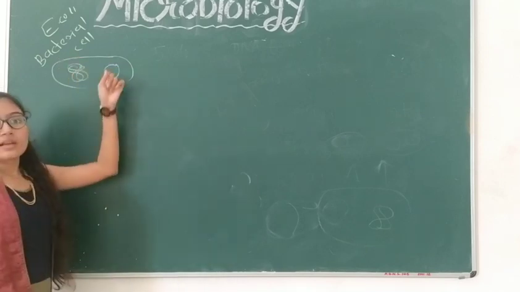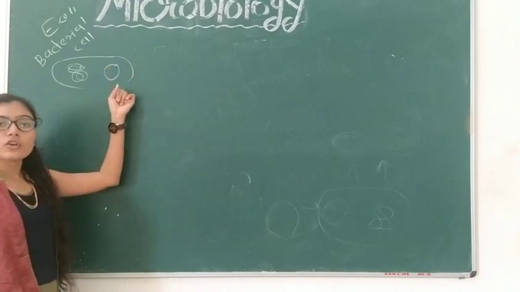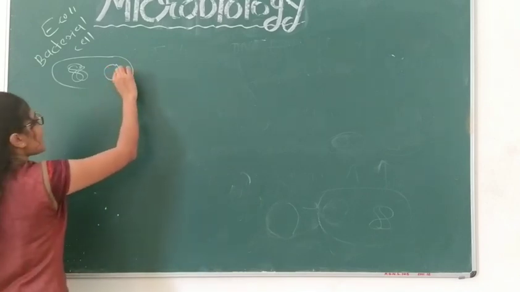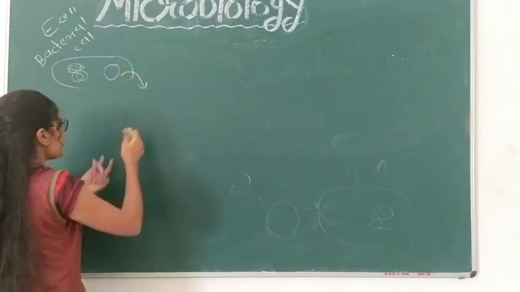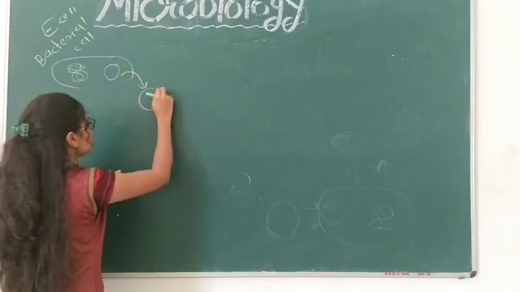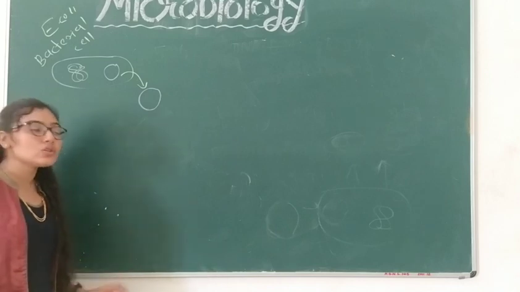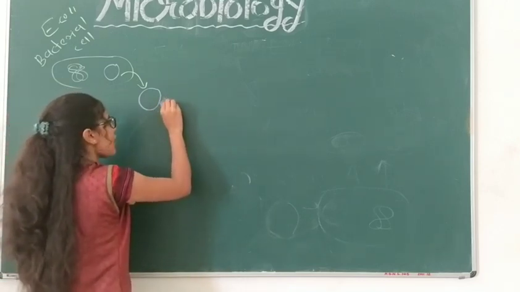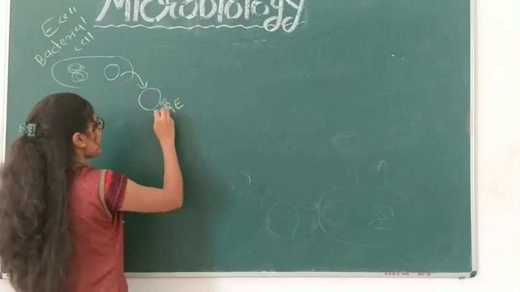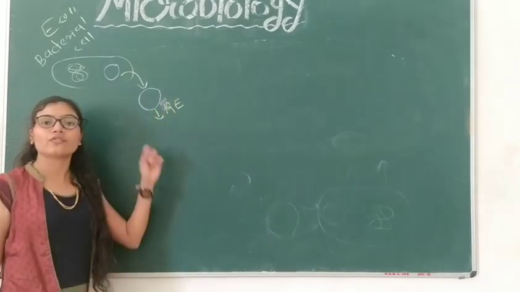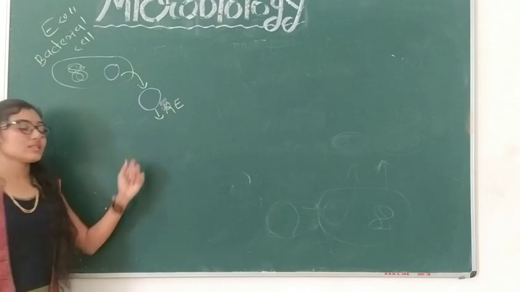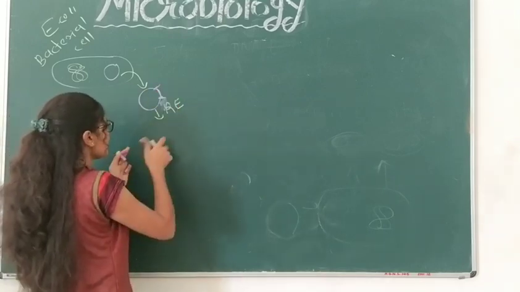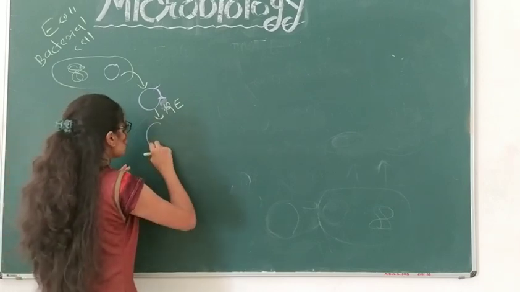Plasmid means the small single circular DNA molecules. It is called a plasmid. Now that plasmid, first of all we will isolate it. After isolation we will use restriction endonuclease enzyme to cut the plasmid at the specific site.